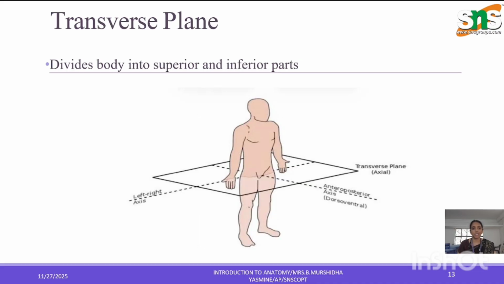The next is the transverse plane. It divides the body into superior and inferior parts, which I have already mentioned in the anatomical terms. Superior refers to the upper part, inferior refers to the lower part. So when you use the transverse plane to intersect the body, you get the human body as a superior part and an inferior part. So that is the use of the transverse plane.